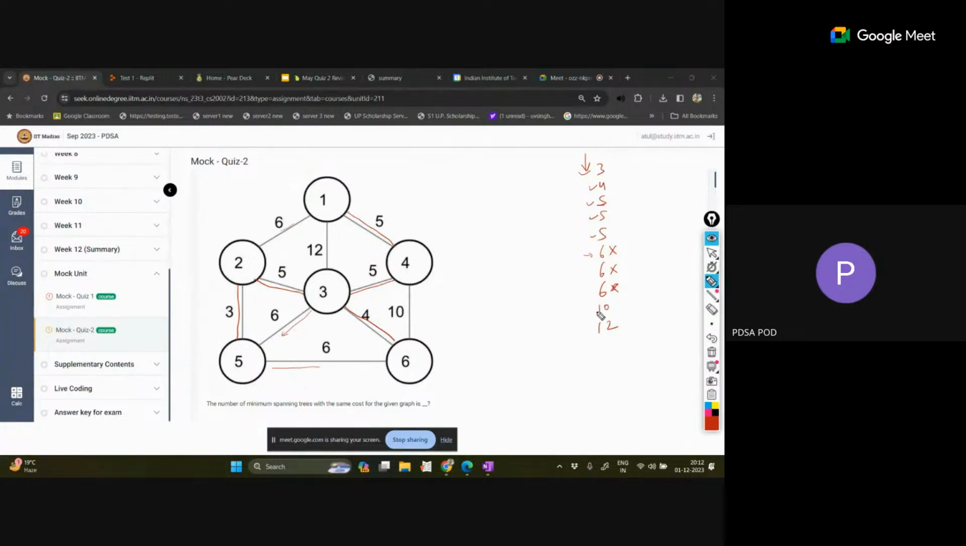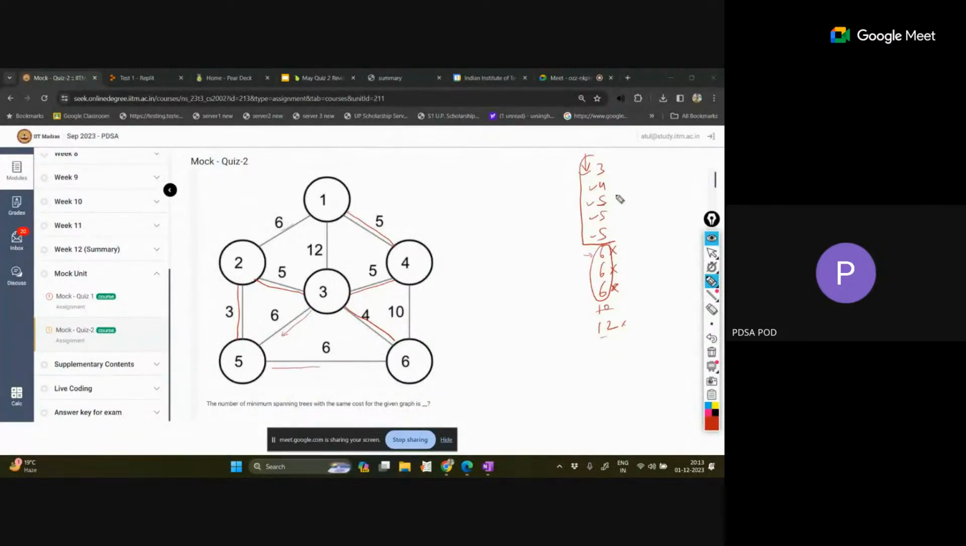After that, only 10 and 12 remain, and they also create cycles. 10 creates a cycle between 3, 4, 6, and 12 creates a cycle between 1, 4, 3. So only these initial five weights are selected in one MST. After that, we are not selecting any repeated value, so there is no problem.